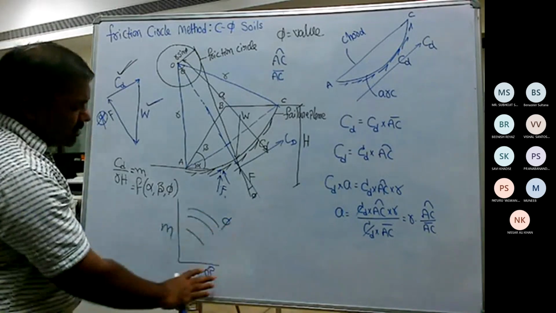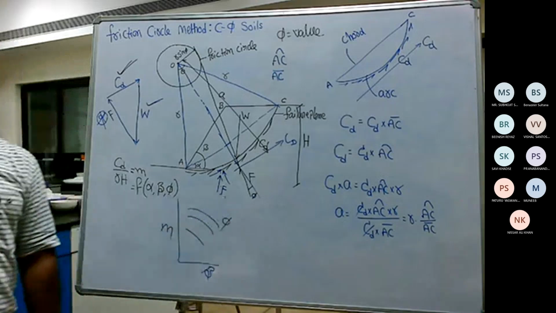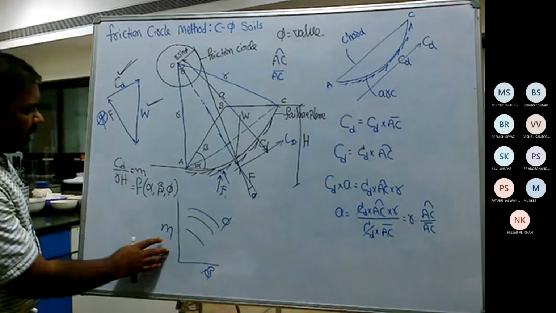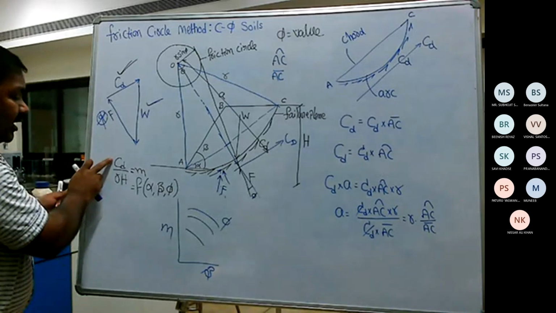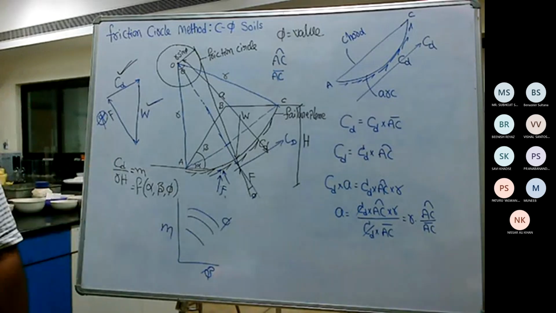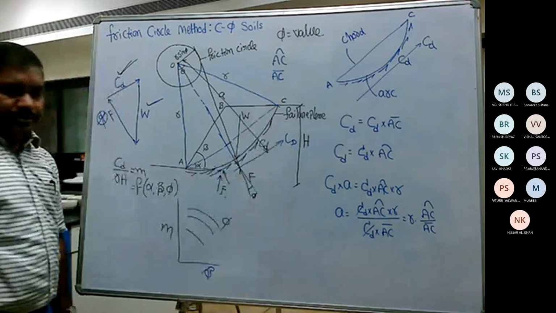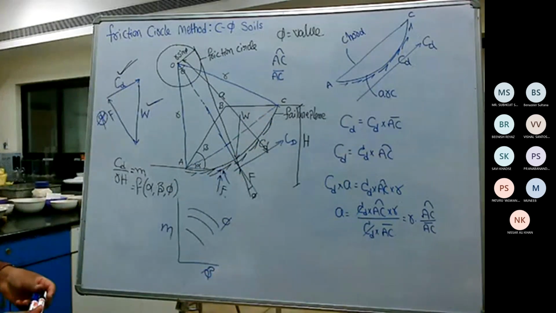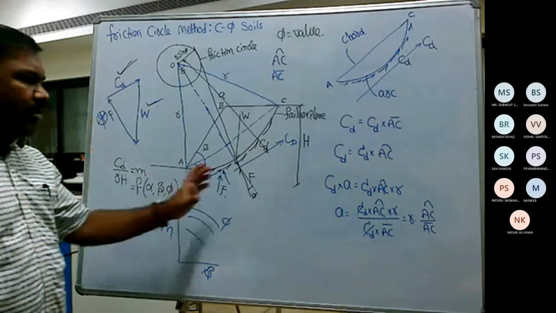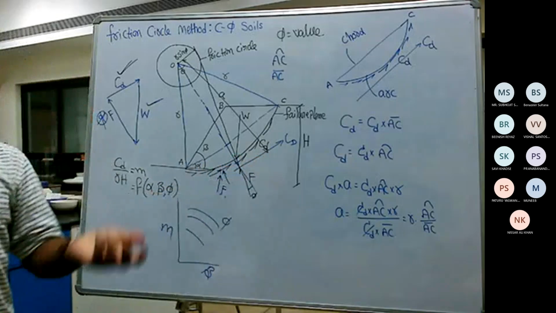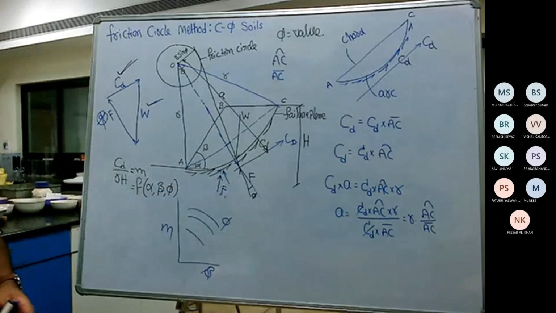All these predefined charts are already available in any of the books which can be referred to, and thereby we can back calculate the value of the cohesion that is required to drive the slope to failure, or to determine how much is the minimum cohesion value required so that the slope is stable or safe.